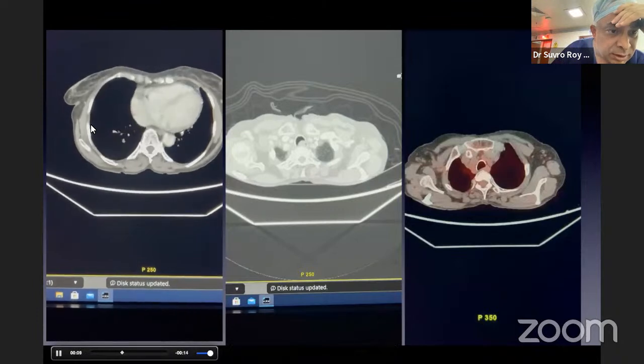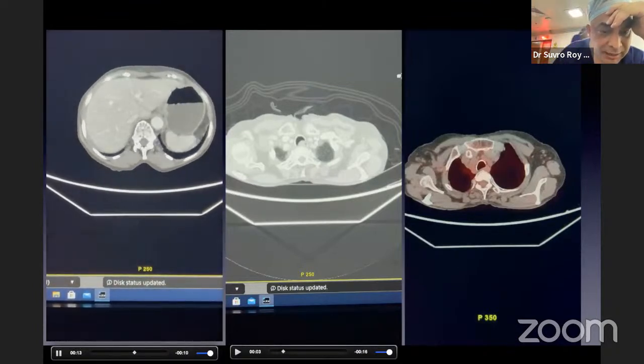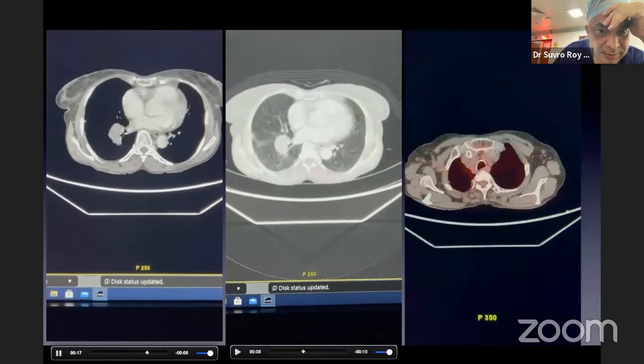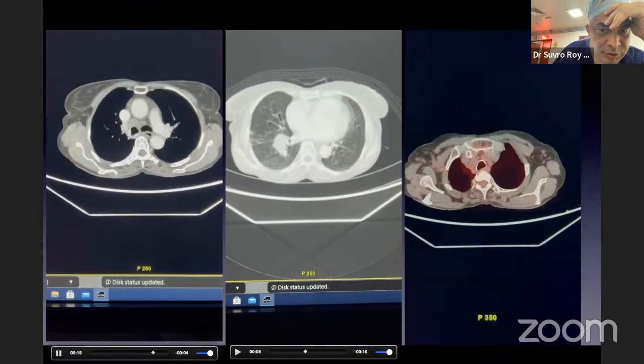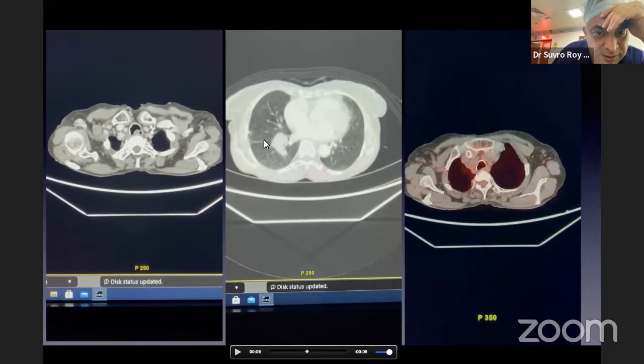This is limited to the right lower lobe. There are some small nodules. We'll have a look at that in the lung windows. And then we'll have a quick look at the lungs, right? So here we can see that it bulges the fissure. See, it bulges the fissure.